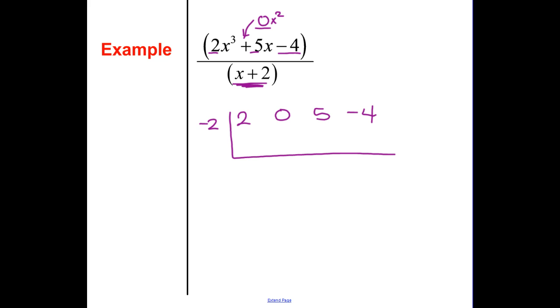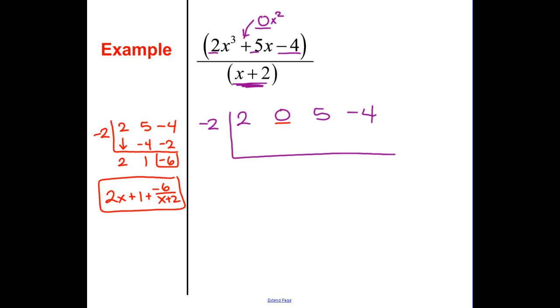Now the biggest mistake that people are going to make there is they are not going to put that 0 in. So I'm going to show you what happens if I didn't put that 0 in there. So we have negative 2 on the outside, 2, 5, negative 4. If I didn't have that 0 in that place, I'd bring down the 2. Negative 2 times 2 would be negative 4. Add those, I get 1. Negative 2 times 1 is negative 2. Put that there, negative 6. So I'd end up with 2x plus 1 plus negative 6 over x plus 2. That's what my wrong solution would be.